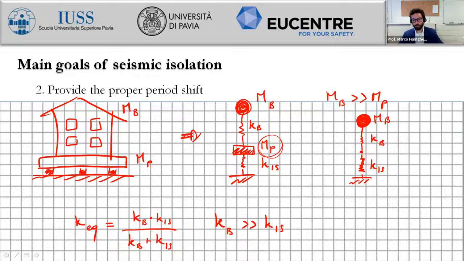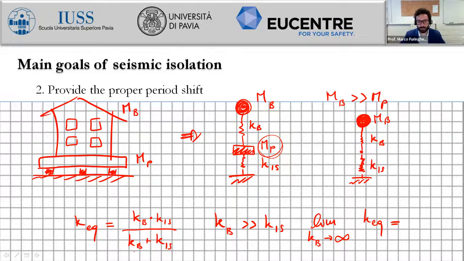If this is true, we can consider from the mathematical point of view something like that: the limit of K equivalent as KB tends to infinity.